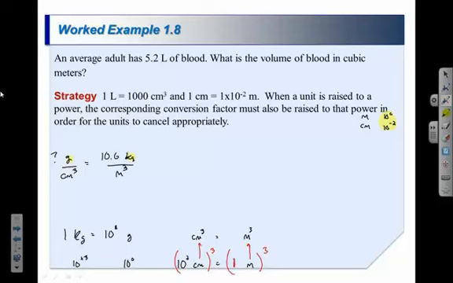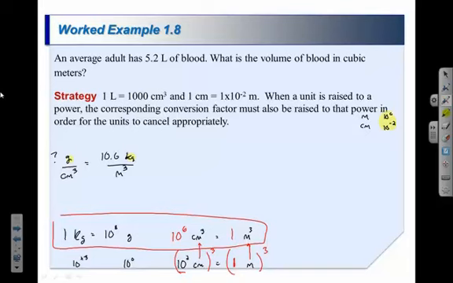What do I get when I take 1 cubed? I still get 1. What do I get when I take 10 to the second cubed? 10 to the sixth. 10 to the second times 10 to the second times 10 to the second gives me 10 to the sixth. So there's actually 10 to the sixth centimeters cubed in every 1 meter cubed. So now I've got the relationships I need worked out. I just have to plug them in here. And this is nice because I've got my goal already written down.